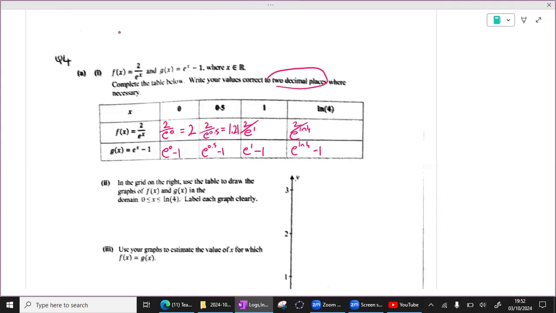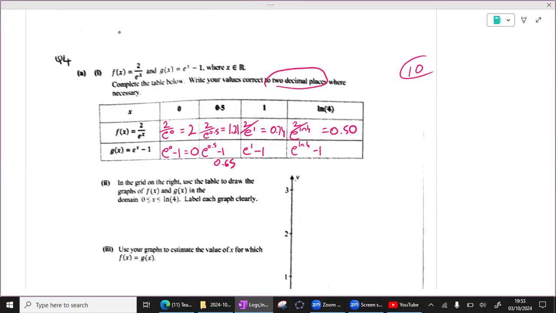Now it's correct to 2 decimal places. Some of you got carried away there. This is worth 10 marks, and you didn't do 2 decimal places. So this is 0.74. This was 0.50. This one ended up being 0 because anything to the power of 0 is 1. 1 take 1 is 0. Here we have, I'll just write it here, 0.65.